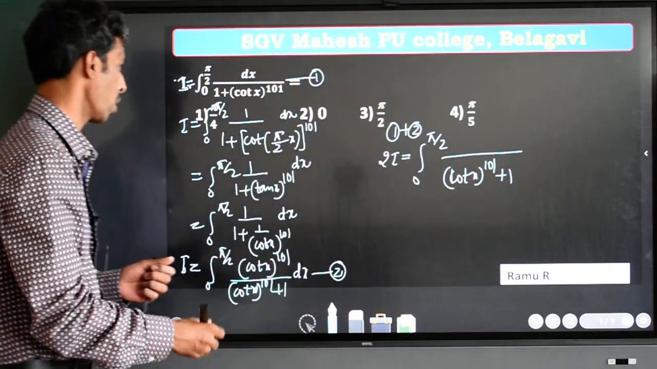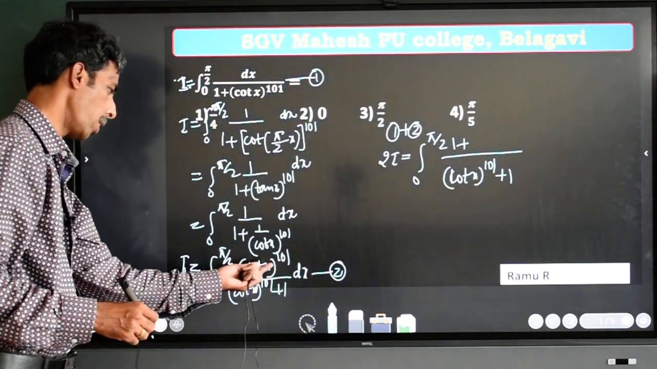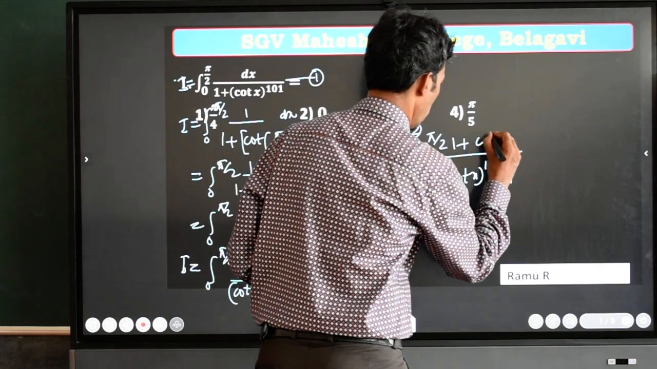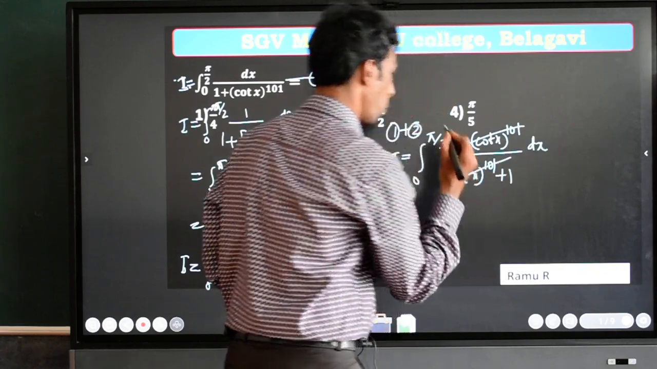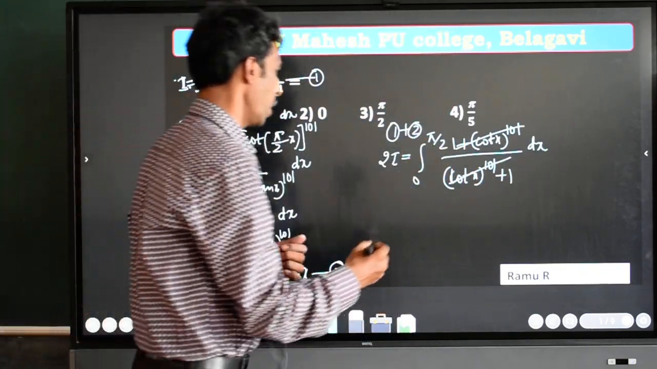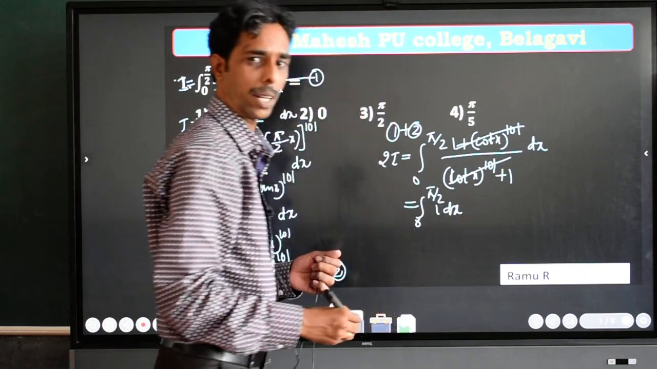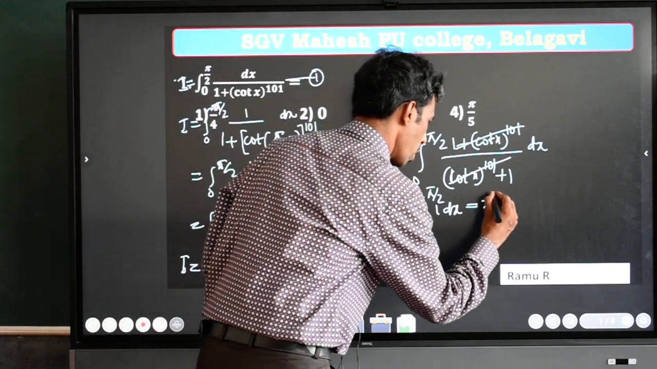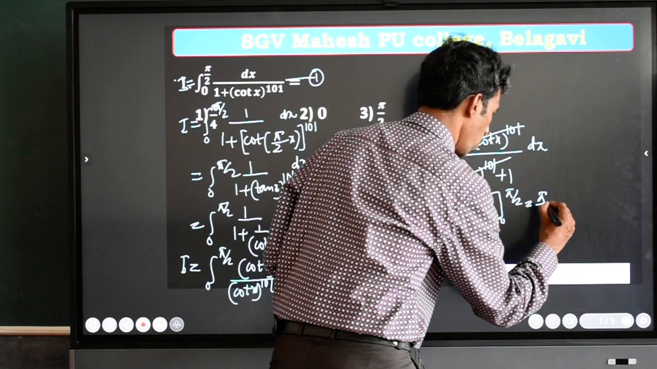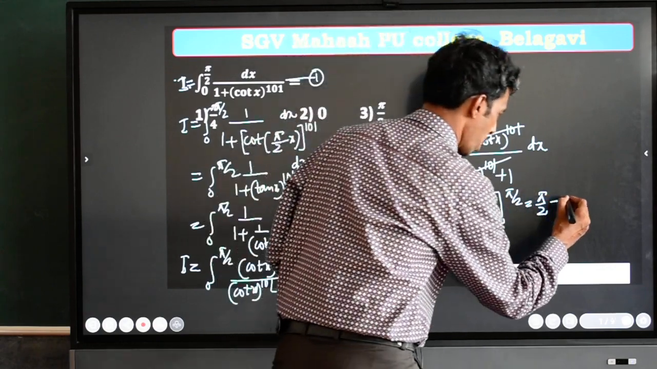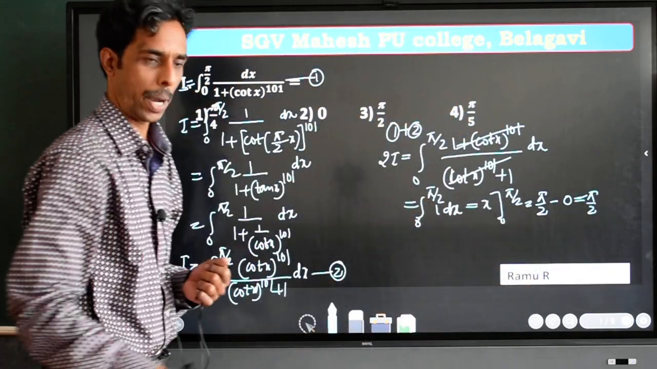After adding both the equations, in the numerator it will be 1 plus cot x to the power 101, and the denominator of equation 2 has cot x to the power 101 into dx. Both the numerator as well as denominator terms cancel, and just the integration from 0 to pi divided by 2 of 1 into dx remains. Integration of 1 is just x, and its limits are 0 to pi divided by 2. So x is pi by 2, and for the lower limit take the minus sign, and x is 0 here. Therefore, it is pi divided by 2. Here 2I is equal to pi divided by 2.